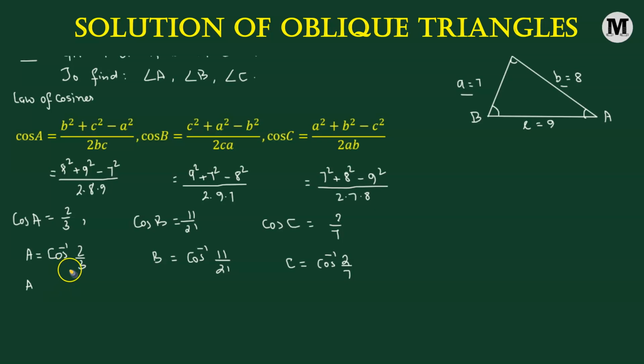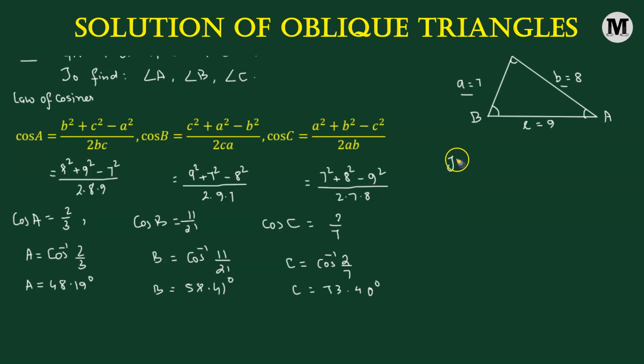So cosine inverse of 2 over 3 comes out to be 48.19 degrees. B gives us a measure of 58.41 degrees, and C is going to be equal to 73.40 degrees. Okay, so here we have successfully obtained the angle measures of A, B, and C.